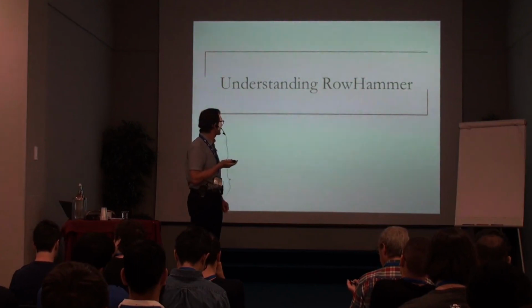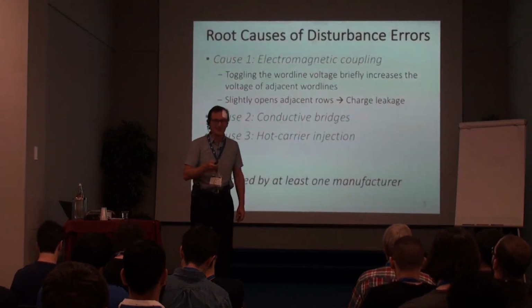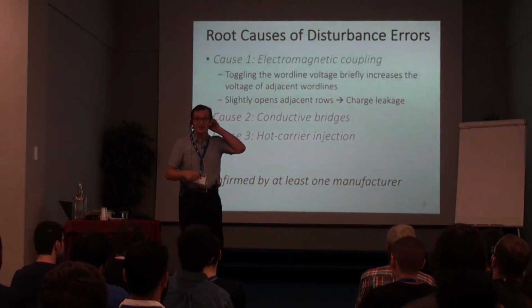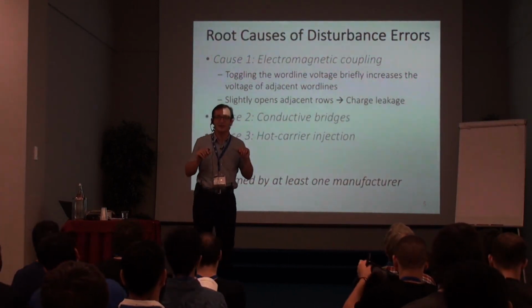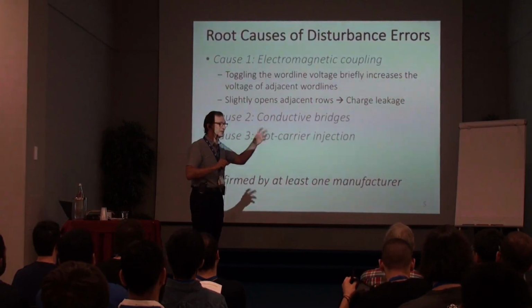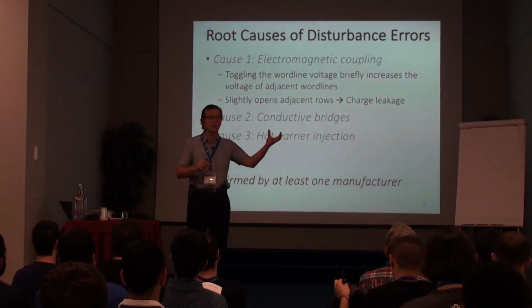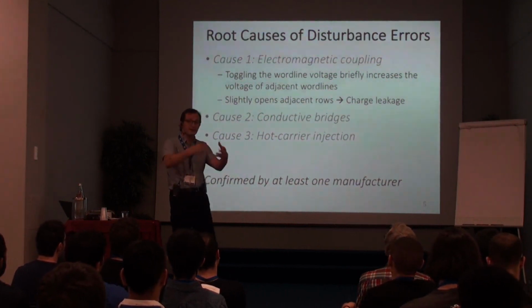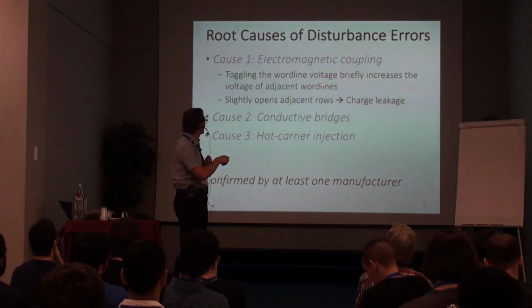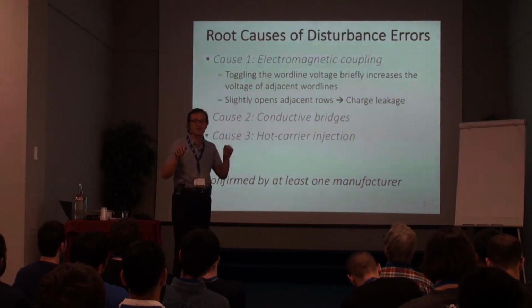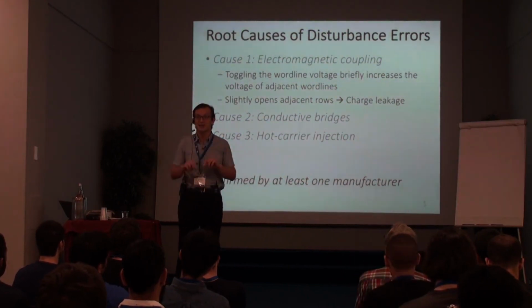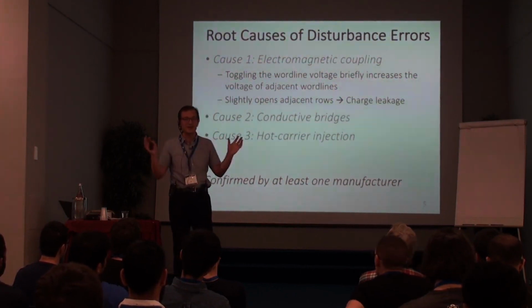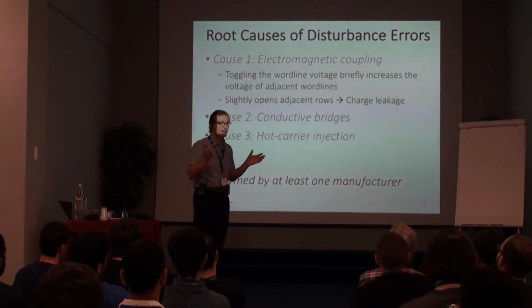There are actually a lot of interesting thoughts on why this is happening, and you should read the paper for more detail. But I gave you one intuitive reason of electromagnetic coupling. Because of the coupling between the two word lines, the word lines are too close to each other. Whenever you toggle one word line voltage, the other word line's voltage briefly increases, and as a result, you slightly open the adjacent row, and vulnerable cells leak slightly. And if you do it enough times before the cells get refreshed, you leak charge from cells that are vulnerable.